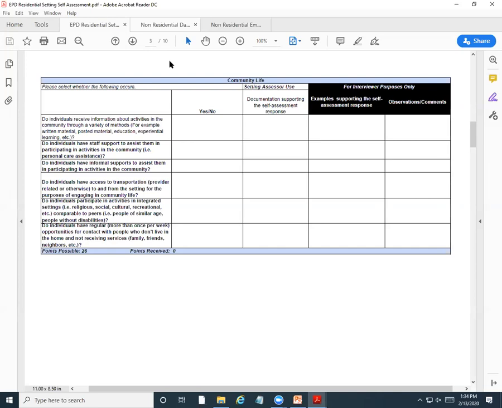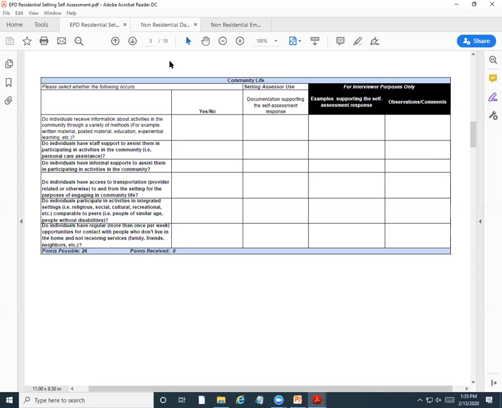Do individuals participate in activities in integrated settings? For example, religious, social, cultural, recreational, et cetera, compared to their peers, which would be people of similar age or people without disabilities. And this one is, again, really specific to your setting. It's really about, are these members able to do activities that are very normative for that community? So for rural areas, this might look a lot different than downtown Phoenix assisted living facilities. What is the normal community interaction?